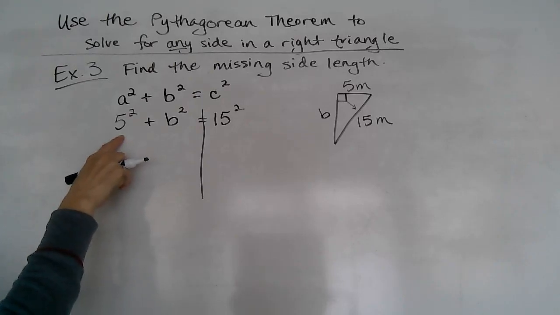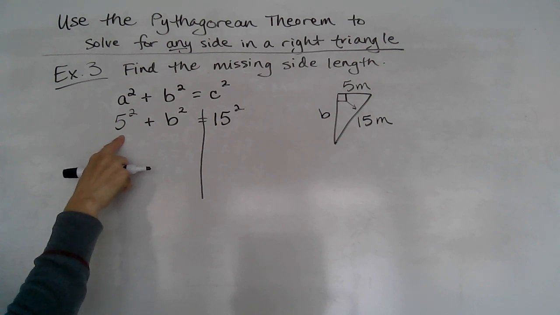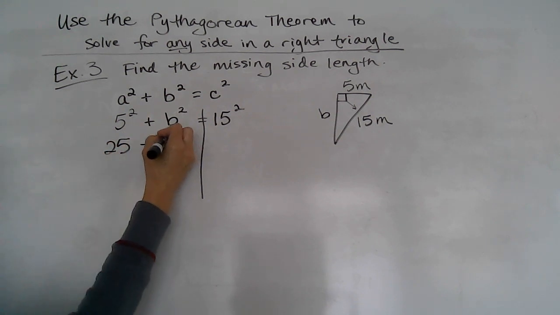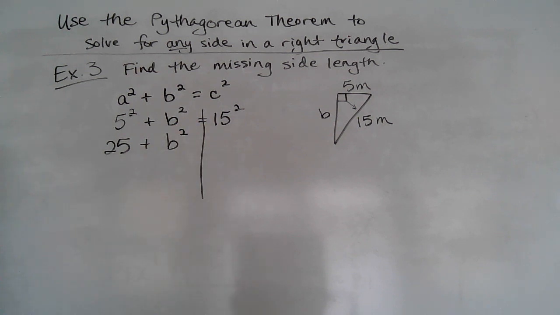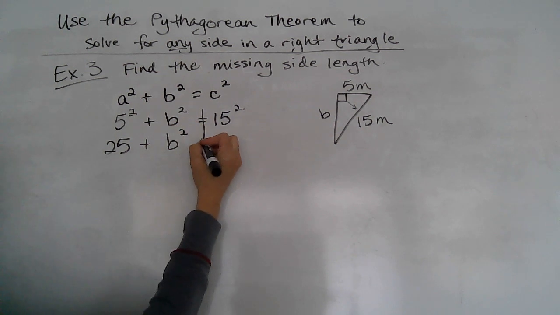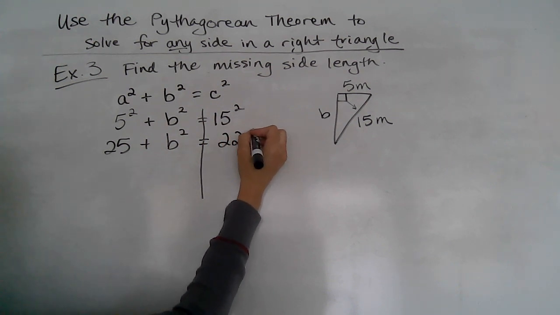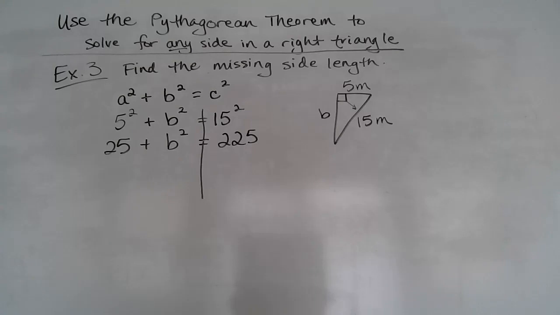5 to the second power, remember, is not 10. It's 5 times 5, which gives you 25. The b squared we have to leave. There's nothing we can do with that yet. And 15 squared is 225. Another one of those that you want to get memorized.